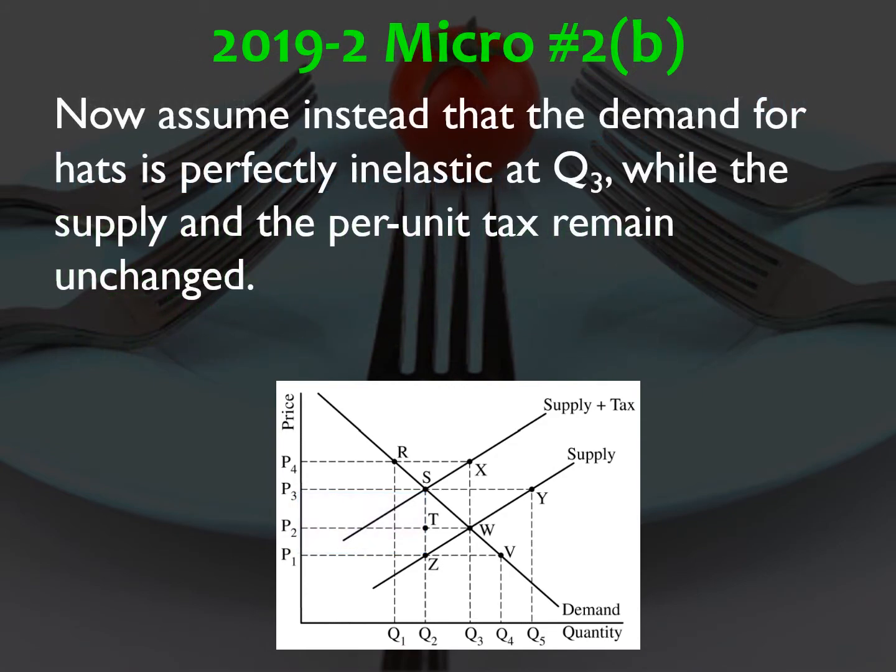B, assume now instead that the demand for hats is perfectly inelastic at Q3 while supply and per unit tax remain unchanged. So inelastic demand means a vertical demand curve. So let's put that vertical demand curve at Q3 so you can see what it looks like.